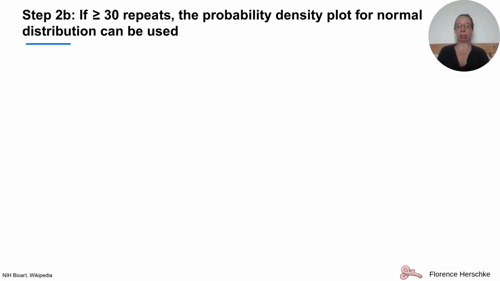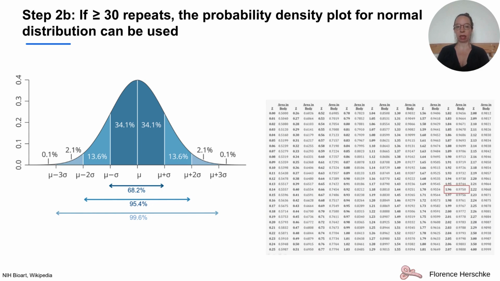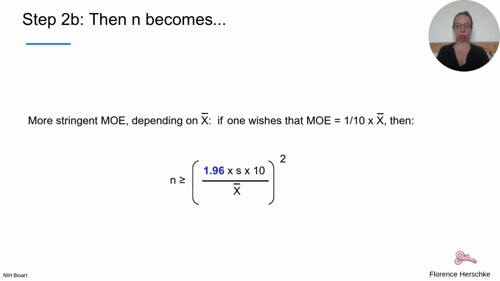Then, the probability density plot for a normal distribution can be used. Such a plot is shown on the left. You will appreciate that a little more than 95% of the values are located between mean minus 2 standard deviation and mean plus 2 standard deviation. Actually, the z-score is not exactly 2, but 1.9596 as shown on the right. And so you can use the same equation as before, but replacing 2.4 with 1.96.